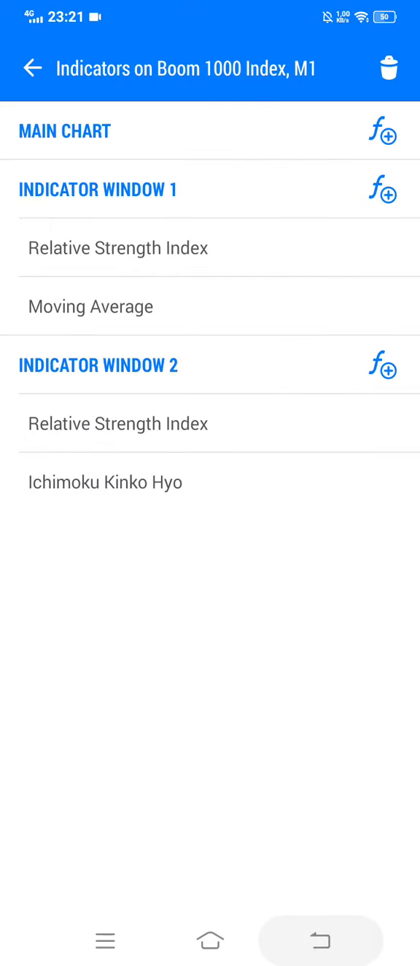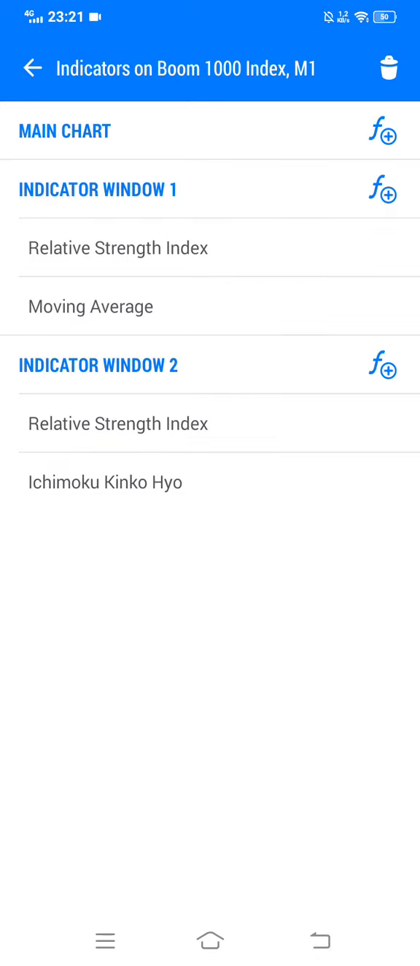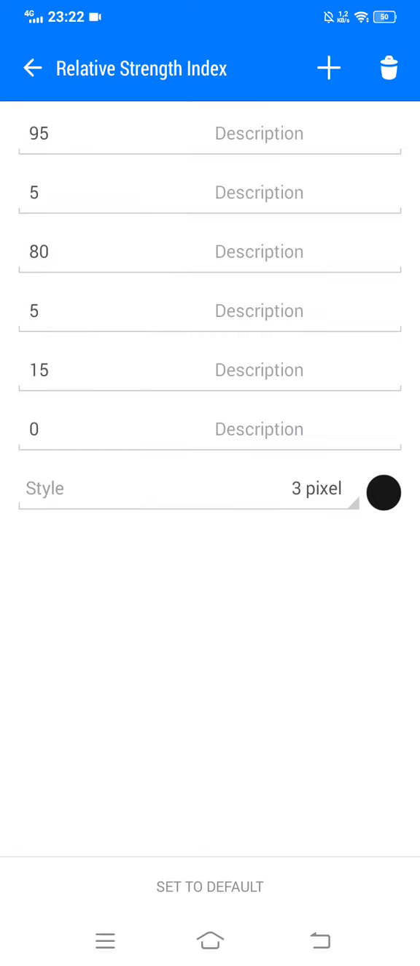The second indicator that we will be loading on indicator window 1 over here would be your moving average. So it will be period 10, shift 1, method linear weight, apply to close, and 3 pixel and any color of your choice. The next indicator we will be loading is another RSI. So this will be in indicator window 2, and it will be the same period 1, apply to close, style 3 pixels, the exact same levels, and any color of your choice.